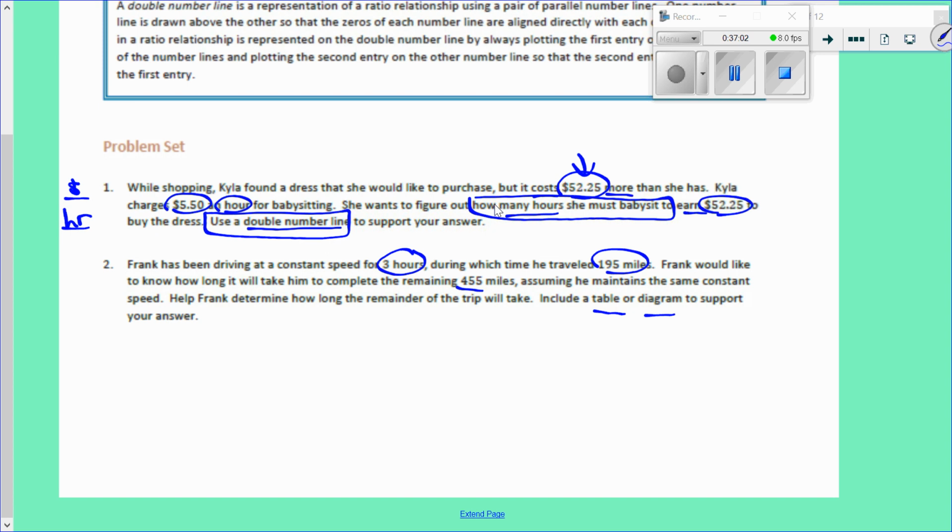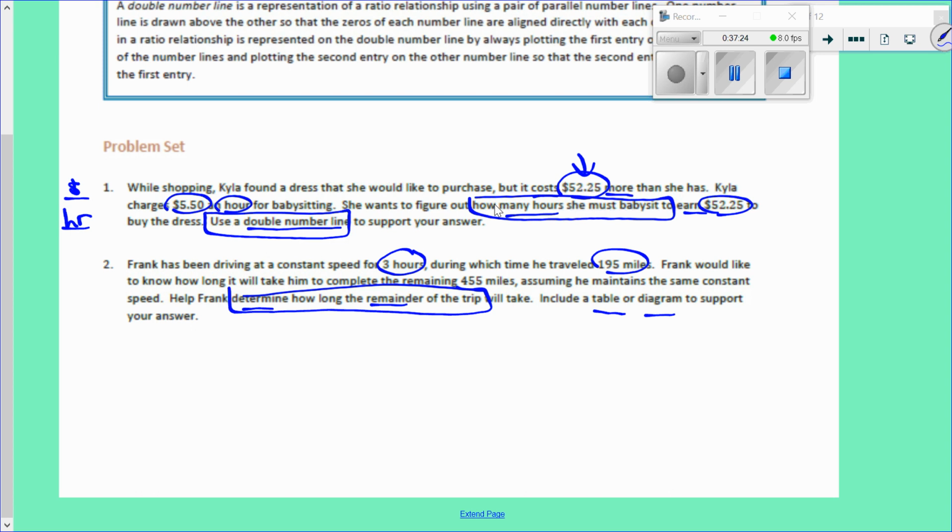Number 2, Frank's been driving at a constant speed for 3 hours, during which time he traveled 195 miles. Frank would like to know how long it will take him to complete the remaining 455 miles, assuming he maintains the same constant speed. Help Frank determine how long the remainder of the trip will take. So here's our big one. Determine how long the remainder of the trip will take. Include a table or diagram to support your answer.